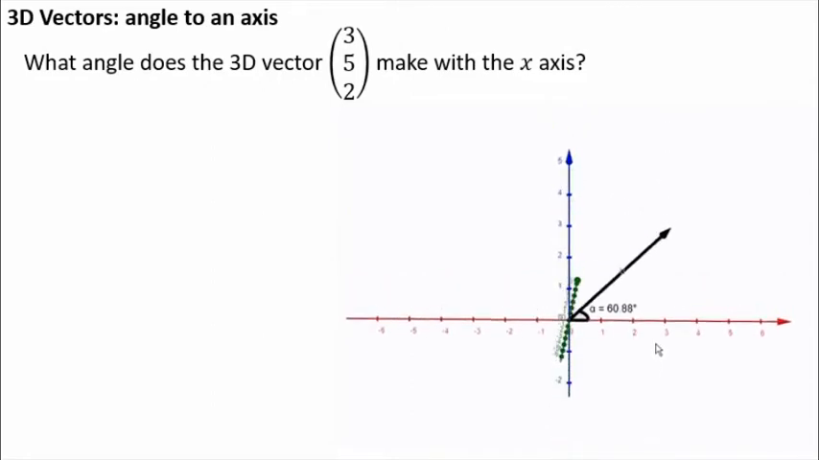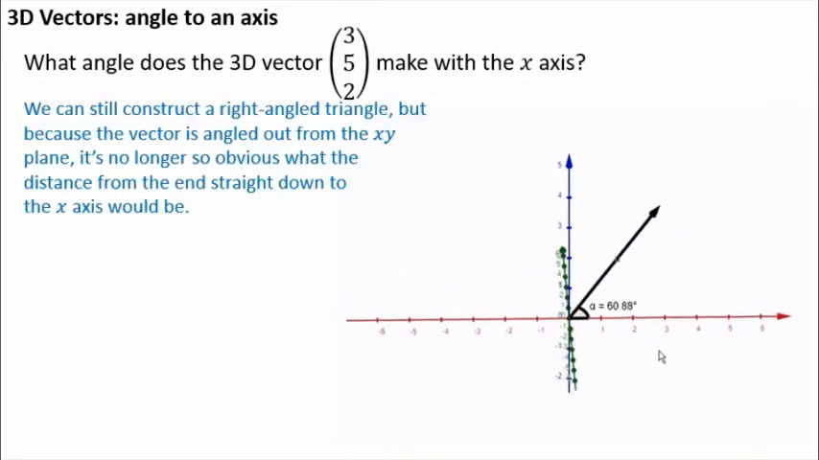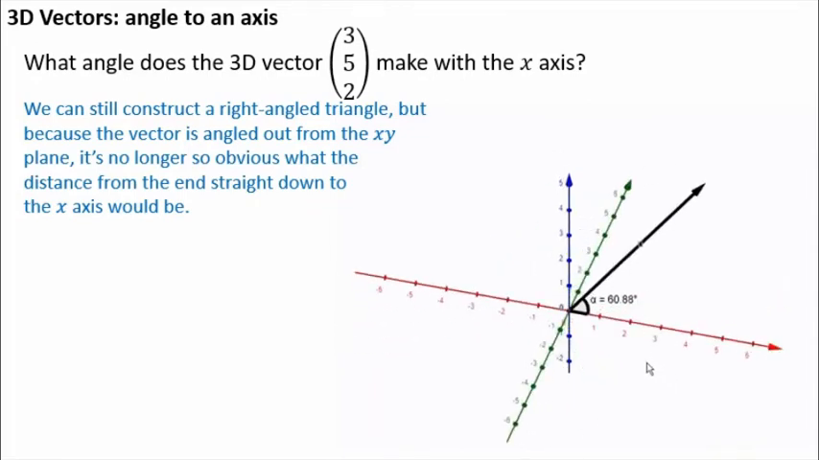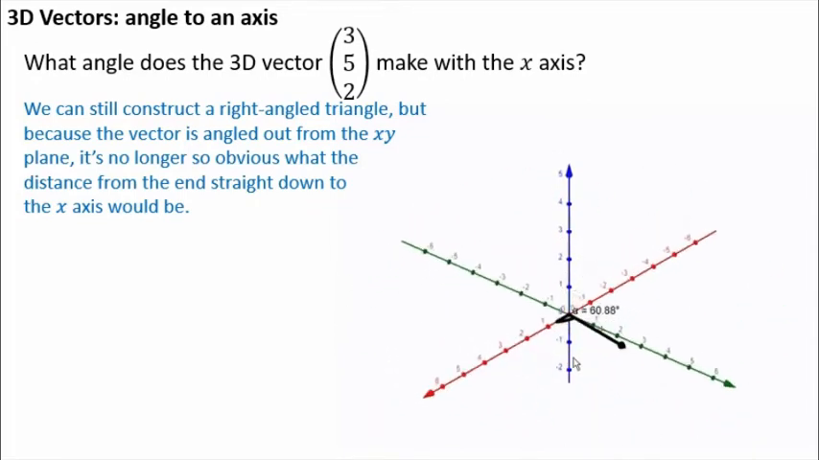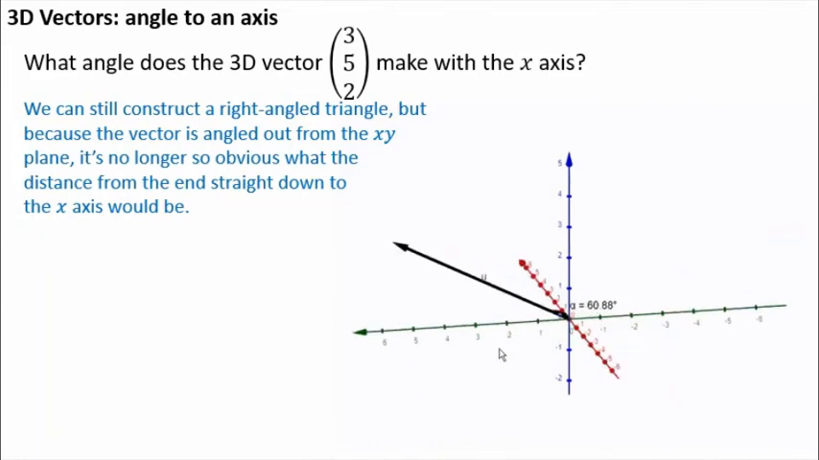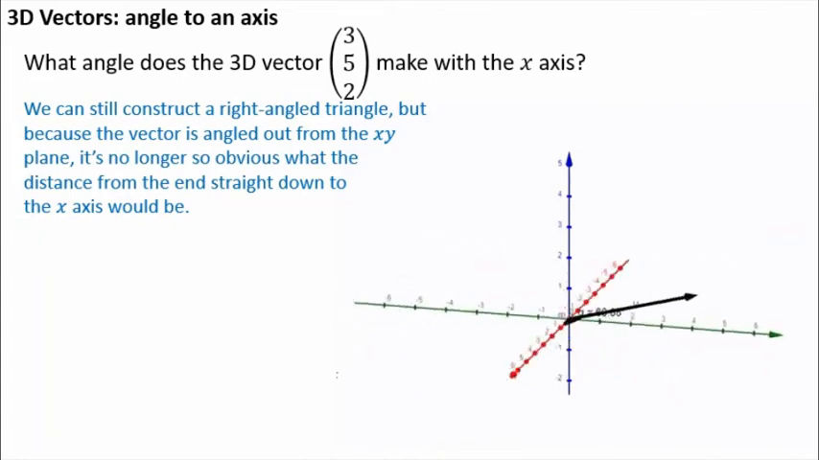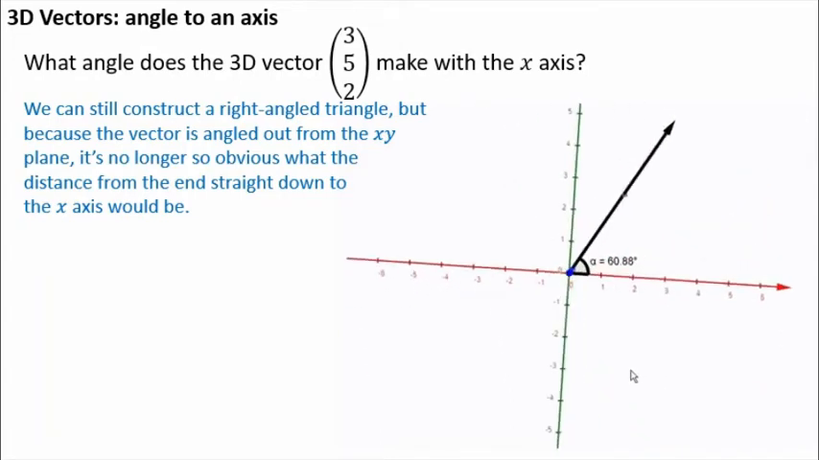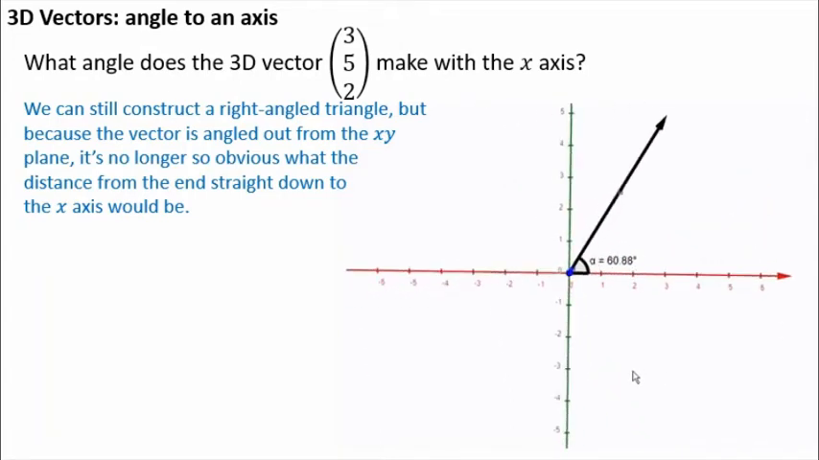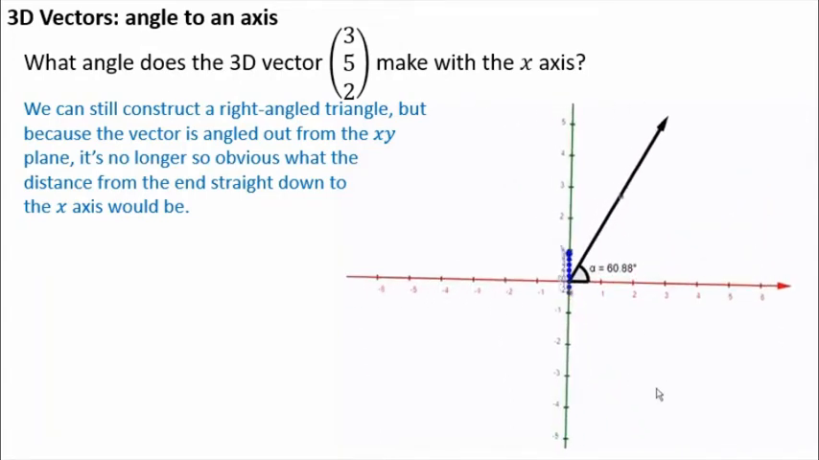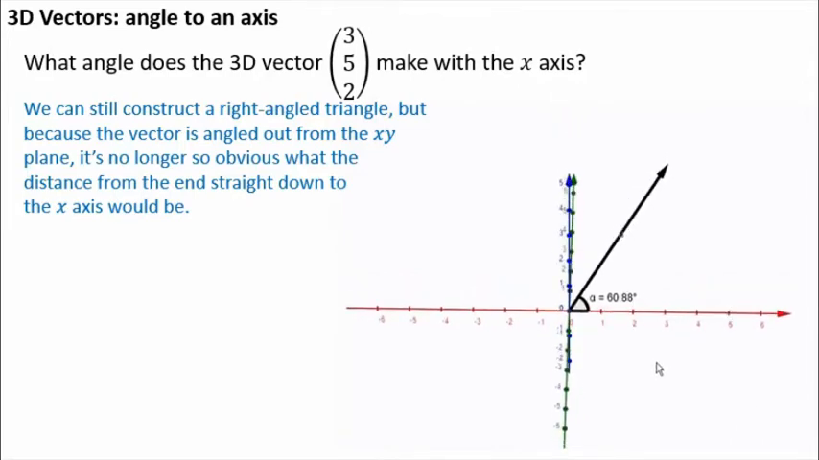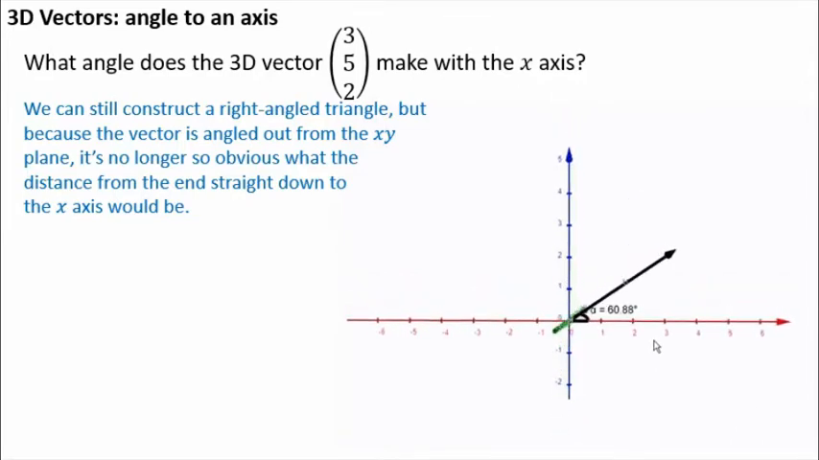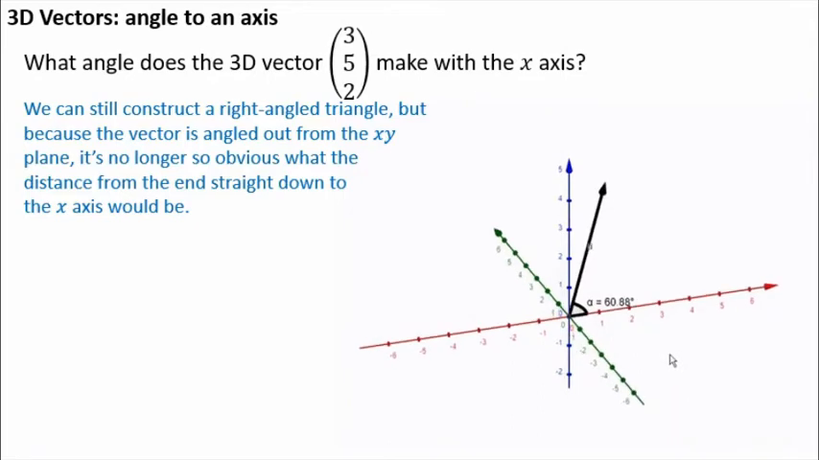It's not got the most obvious lengths, let's say. So if you make a right-angled triangle using this, it's not obvious what the distance from the end of the vector to the x-axis would be. It's not just the same as the y-coordinate anymore. It might look like it from this perspective, but as soon as we start to turn it, you can see that because it doesn't just point flat in the xy plane, it points up, we've got a different distance there.